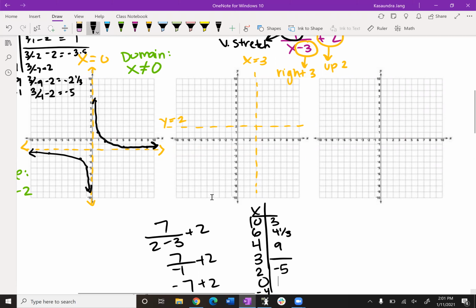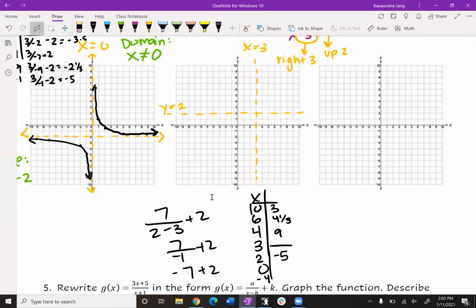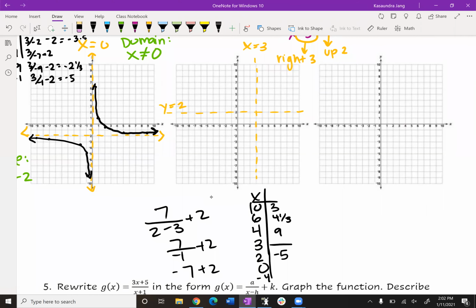Let's see, Elena, you okay with that? Okay, you're good, you're good. So yeah, now adjust this 2 now. You're gonna plug in your 0, so 7 over 0 minus 3 plus 2. Let me know what you get.